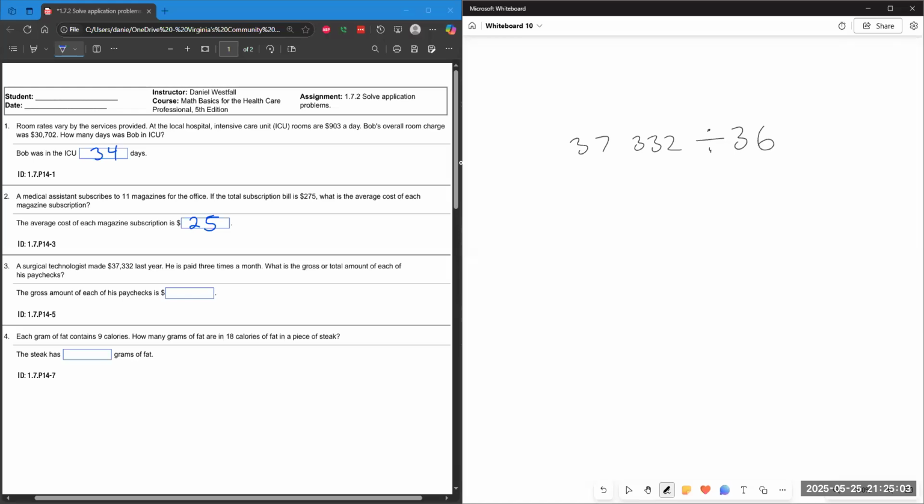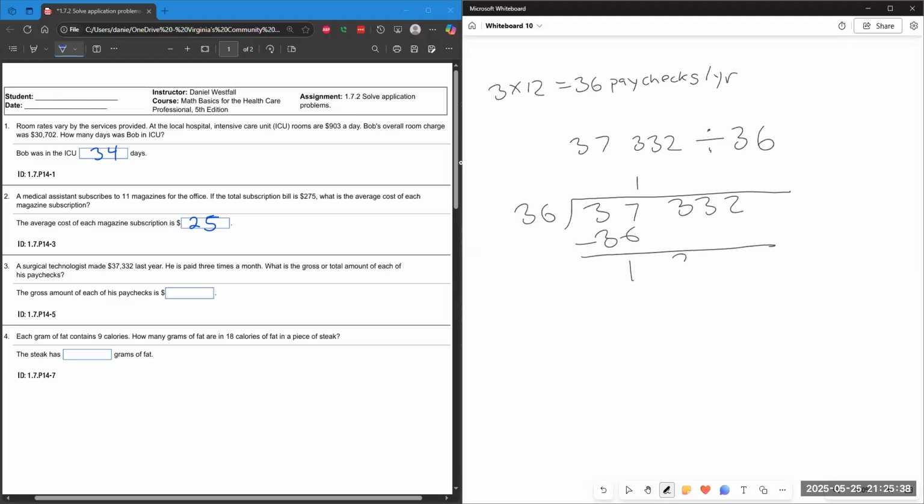Did you catch that? 3 times a month, 12 months. 3 times 12 is 36. That is my divisor, so he's going to get 36 paychecks. And then we have this many dollars per year, and we want to get dollars per paycheck. So 36 into 37,332. 36 goes into 37 one time, with a remainder of 1. 36 isn't going to go into 13 at all. So 133.